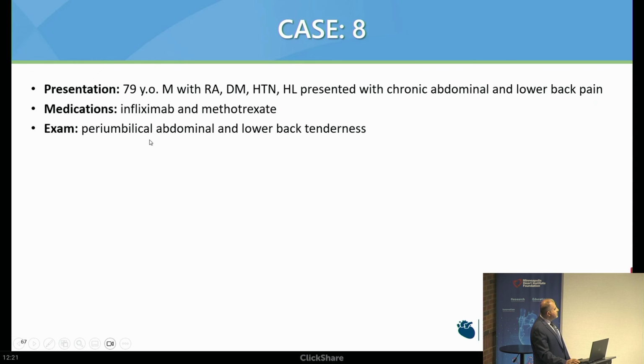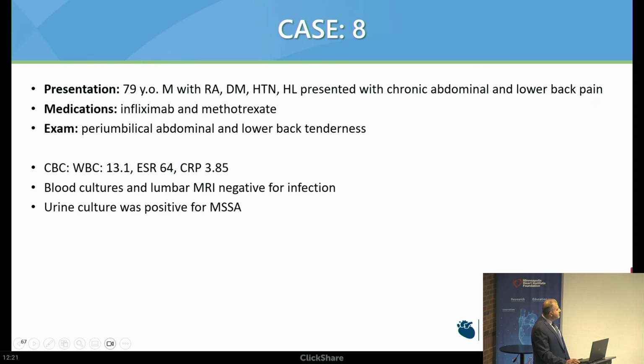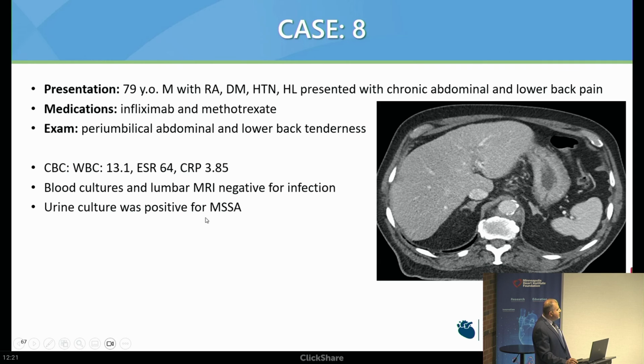He has abdominal tenderness, back tenderness, leukocytosis, elevated ESR and CRP, negative blood cultures, and a negative lumbar MRI, because we were looking for infection, right? This patient has been immunosuppressed for a while. His urine culture was positive for MSSA, but the blood cultures were negative. And this is his CT angiogram. What you notice in the CT is that it's not very similar to the previous ones. It's not circumferential wall thickening. It's involving this area. There are also atherosclerotic calcified plaques around the aortic wall.